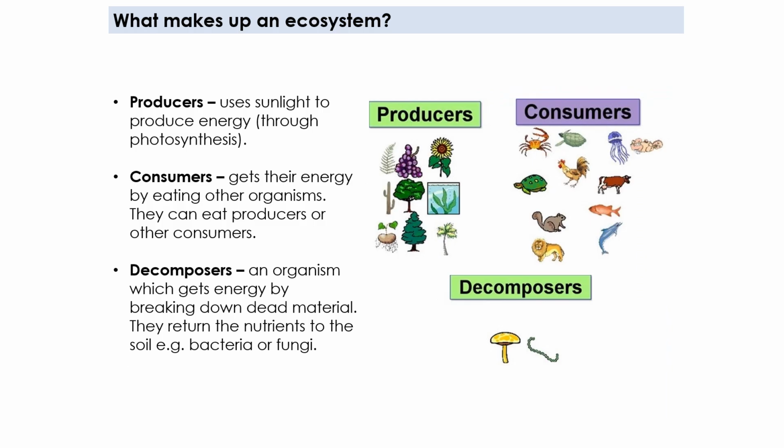Okay. What makes up an ecosystem? We've got three really key words here, so if you don't know these, I'll suggest writing them down. We've got producers. Producers use sunlight to produce energy through photosynthesis, and these are always the start of any food chain or food web. They get their energy from the sun. Consumers are organisms which get their energy from eating the producer or by eating other consumers. And then decomposers are organisms that get energy by breaking down dead material, and they return these nutrients back into the soil. So please feel free to pause if you don't know what those are already.